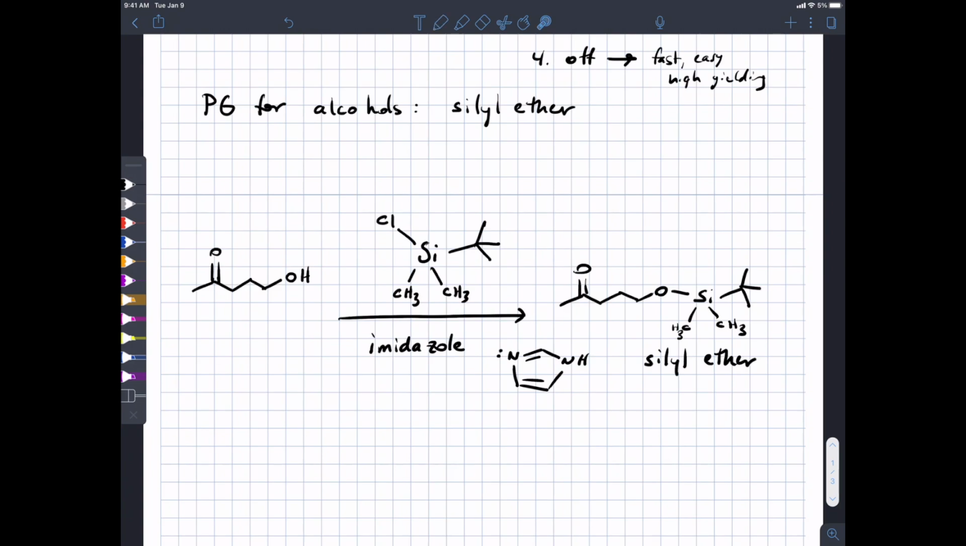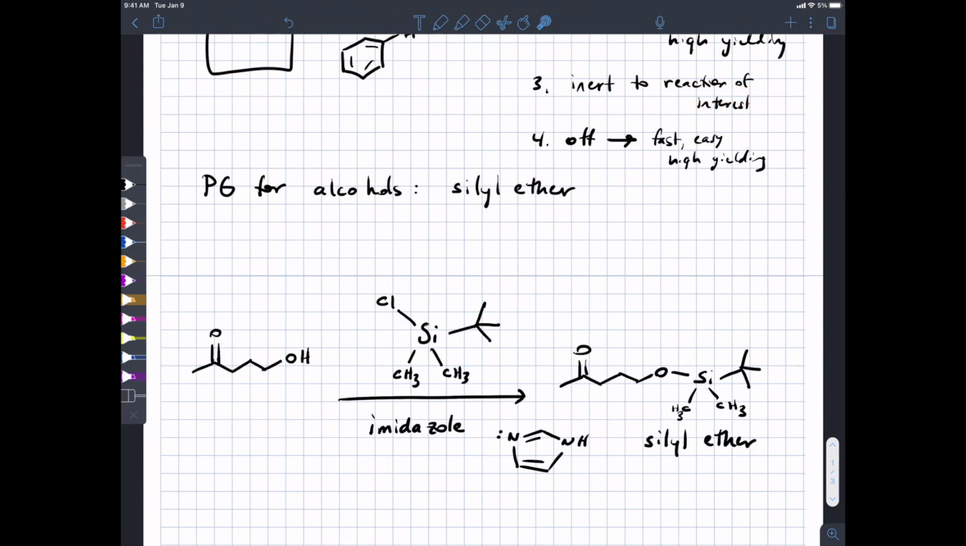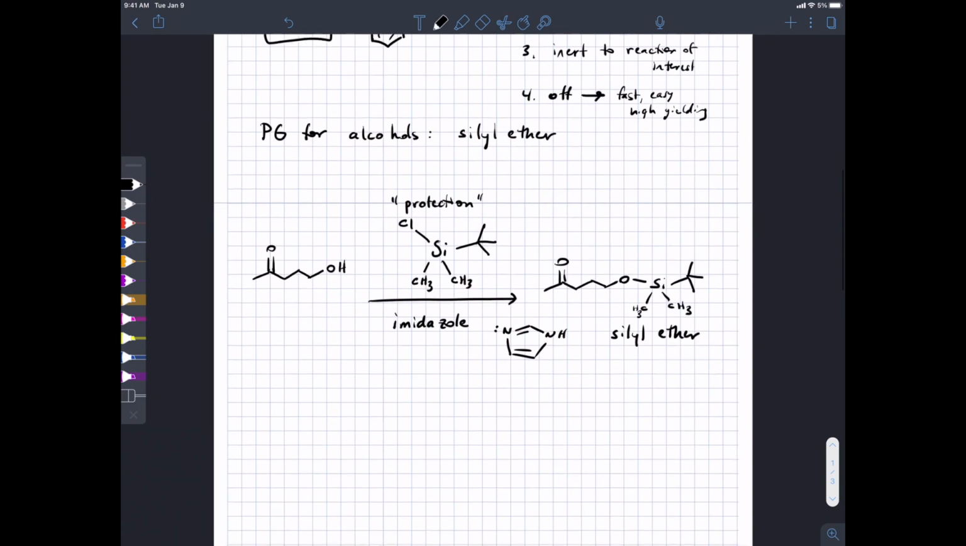The silyl ether is inert to base. You can put it in the presence of a strong base, strong nucleophile, and nothing happens to it. So it satisfies our criteria of being inert to the reaction we want to do. And this reaction, which is often called a protection reaction, is fast and high yielding.